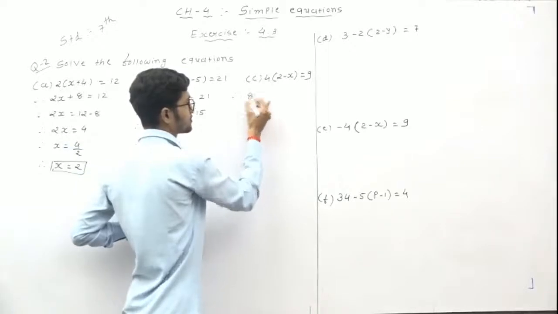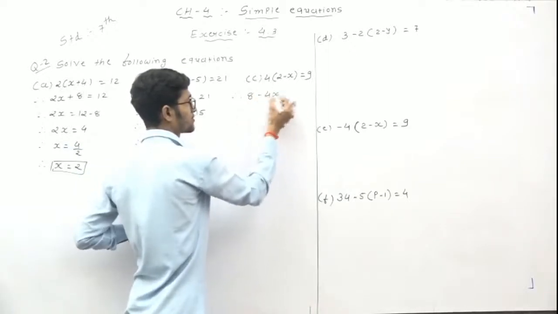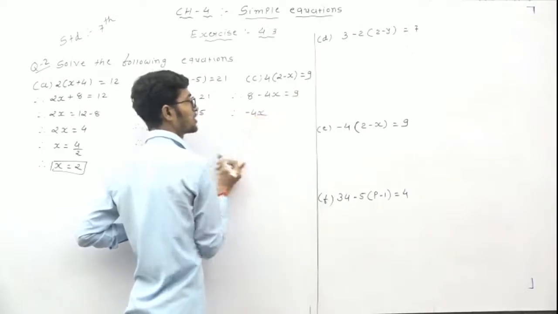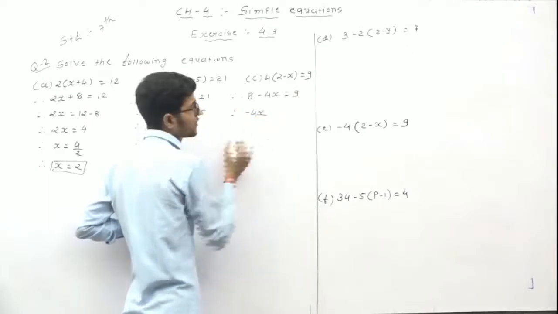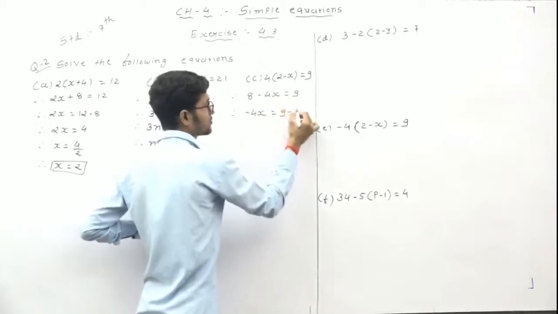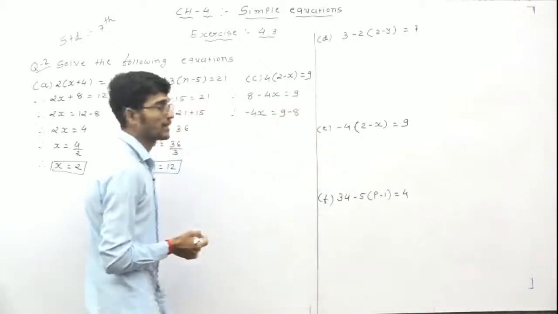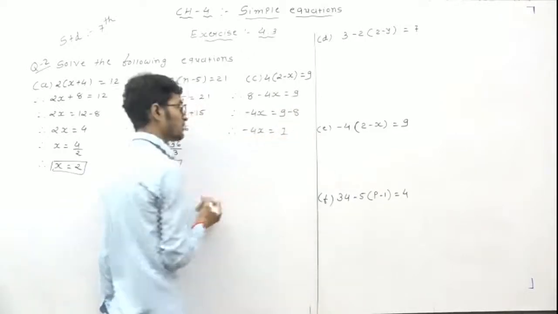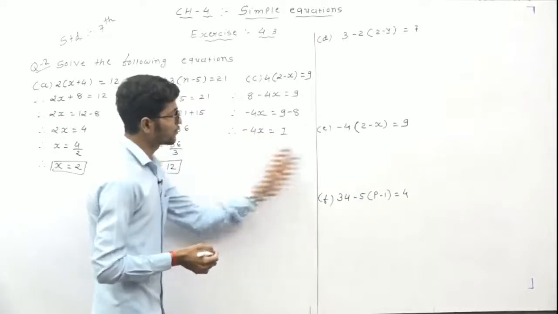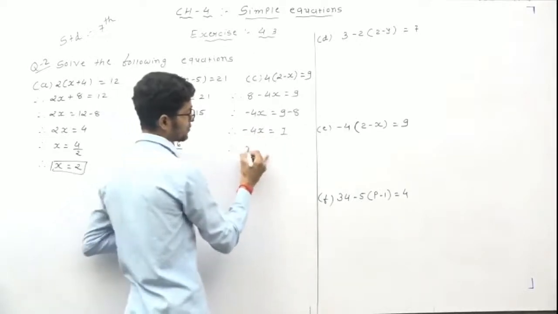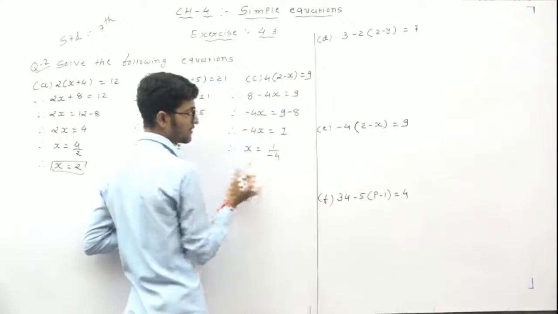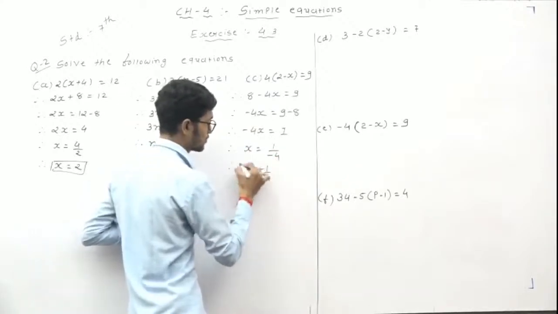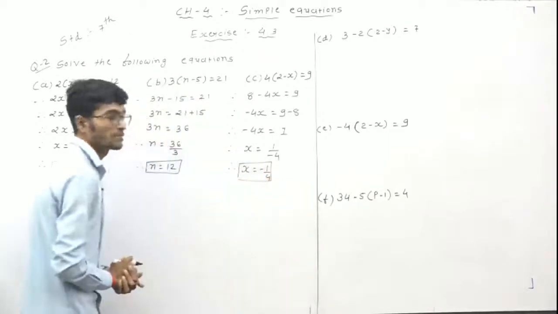Same for the next. 4 multiply by 2 means 8. 4 multiply by x means 4x, but minus here is 9. 8 in this side, so here remaining only 4 minus 4x. 8 in this side, so 9 in this side, so minus 8. This means both the sides subtract 8. So the minus 4x is equal to 9 minus 8, which means 1. To separate x, minus 4 to this side, here multiply, to this side divide. So x is equal to 1 by minus 4, divided by minus 4. So x is equal to minus 1 by 4. So this one is the third question's answer.